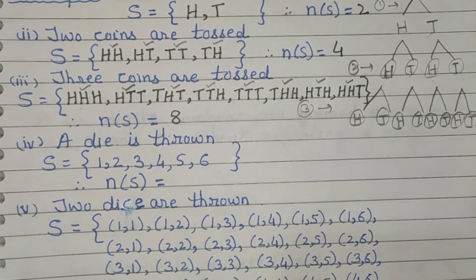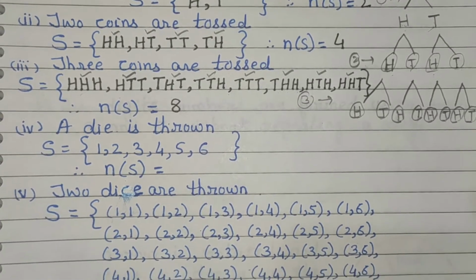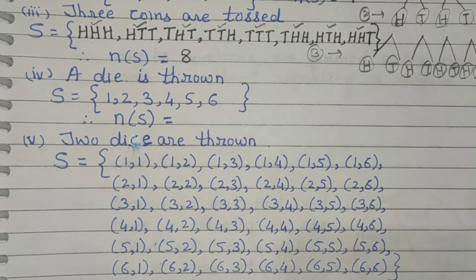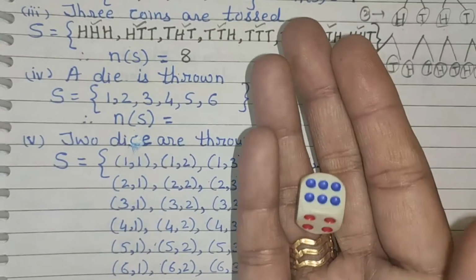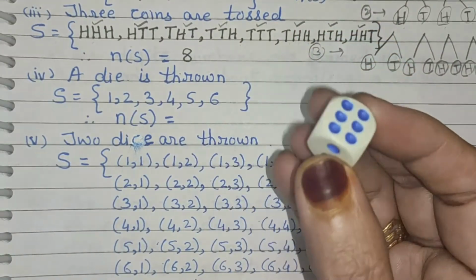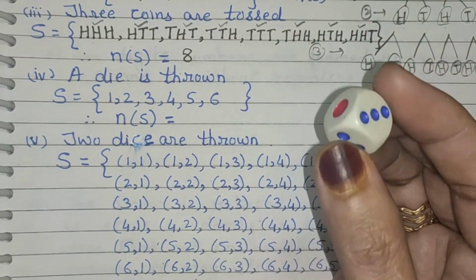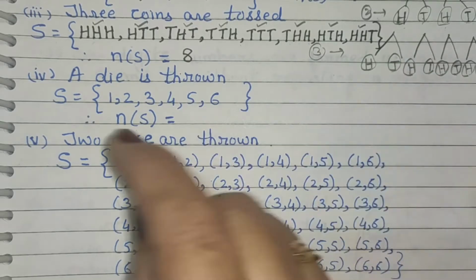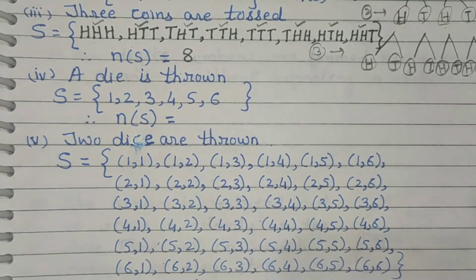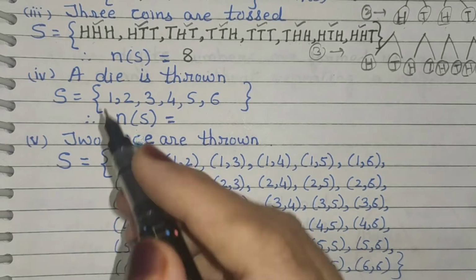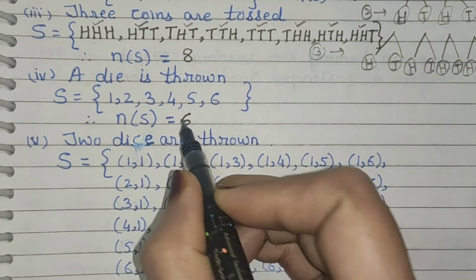Now the next example is a die is thrown. Look here, it is one die. We already know that if a die is thrown, we get 1, 2, 3, 4, 5, 6. Now the number of elements here: n(S) = 6.